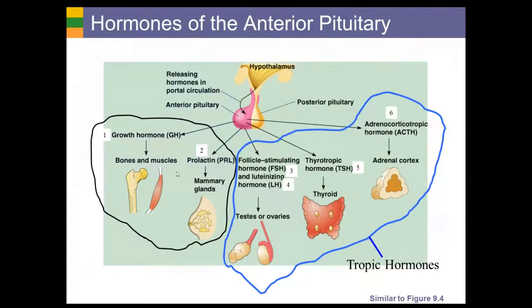Now, what do all of these hormones have in common? Quite a bit, actually. First, they are all released in response to hormones from the hypothalamus. So it is hormonal stimuli that causes them to be released. The hypothalamus sends hormones to the anterior pituitary gland and says, hey, release this, or release that, or what have you.